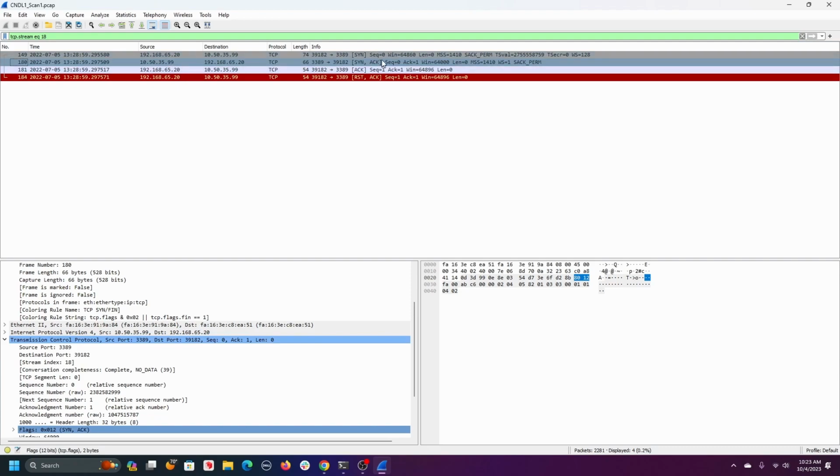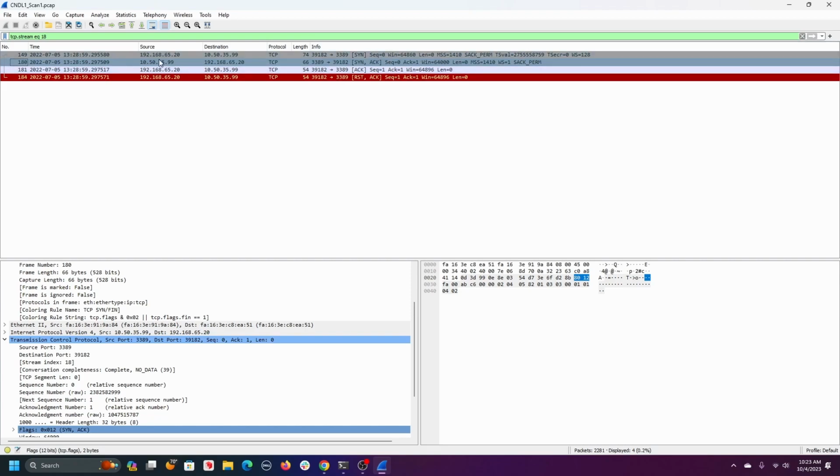We can see the attacker sent the SYN packet, the server responded with the SYN ACK, and here the attacker responds with an ACK. So here we have that three-way handshake. So in this case, this would be a TCP connect scan.